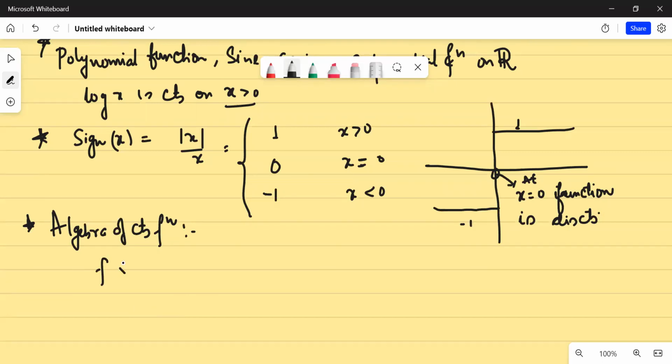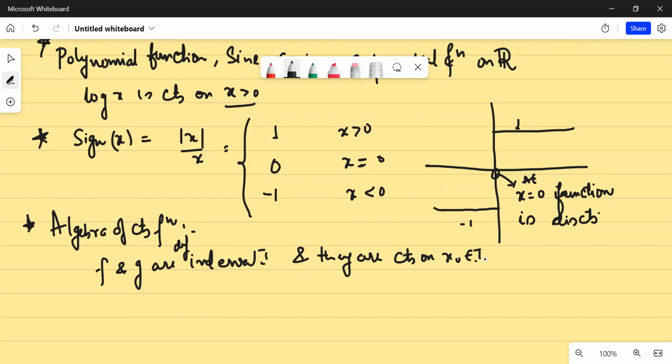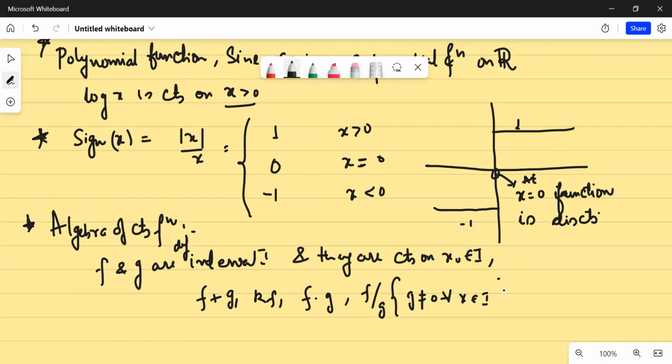Suppose f and g are two functions which are defined on interval I, and they are continuous at a point x0 belonging to I. Then I can say that f plus g, k times f, in fact f into g, and f divided by g, provided g is not equal to 0 for all x belonging to I, are all continuous functions. Is that clear?